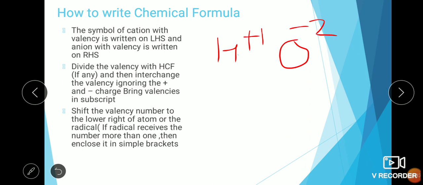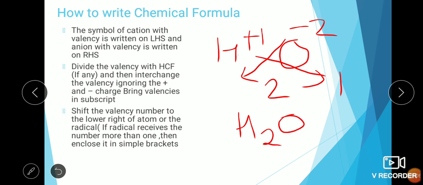So it will be H plus 1 O minus 2. What I will do is I will cross multiply. That means I will bring plus 1 on the right hand side without its charge and minus 2 on the left hand side without the minus sign. Because when you are cross multiplying, you will not bring down the charges of cation or anion, you will only bring down the numbers. Now here I can see that it is not divisible, it will not have any HCF value, so my formula is H2O. Please remember, we do not write 1 here.